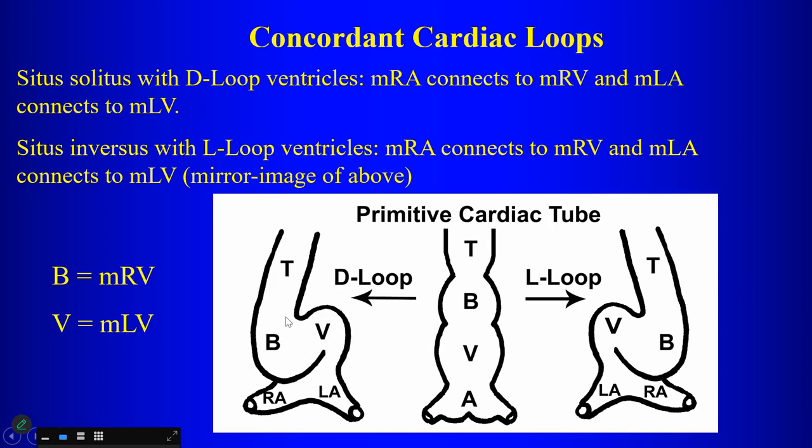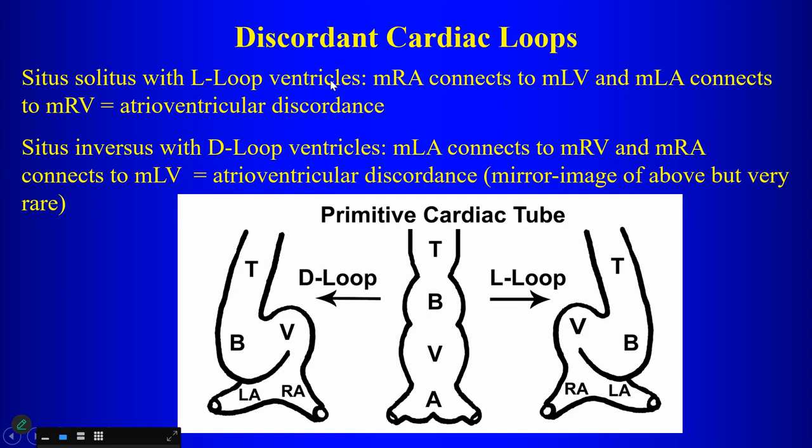Now, there's another concordant cardiac loop that you can have. What if we have situs inversus? Well, then the ventricles should loop to the left. If we get an L loop with the ventricles, again we have the morphologic left atrium connecting to the morphologic left ventricle, the morphologic right atrium connecting to the morphologic right ventricle. Okay? This is what happens in somebody with situs inversus totalis who has no congenital heart disease.